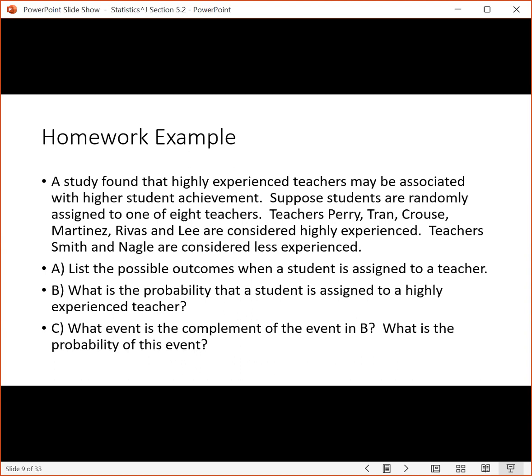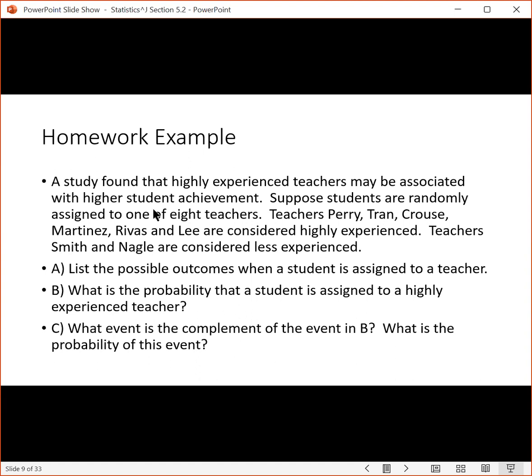And then when we're done doing that, it wants us to list the probability that a student is assigned to a highly experienced teacher. And then when we're done with that, it wants us to list the complement of the event in B and what is the probability. All right, so first, the list of all possible outcomes when a student is assigned to a teacher, that's going to be the list of all the teachers, right? So the student could get Perry, Tran, I'm not going to pronounce all these names because I'll probably mispronounce some of them.